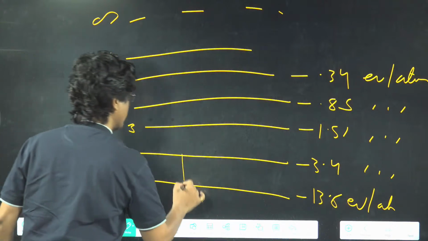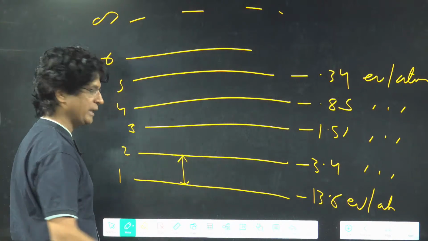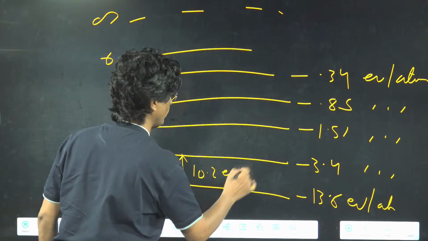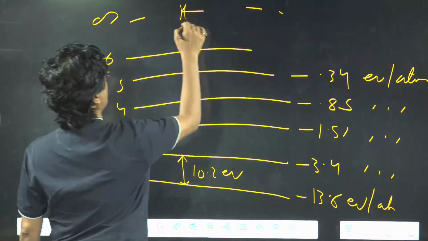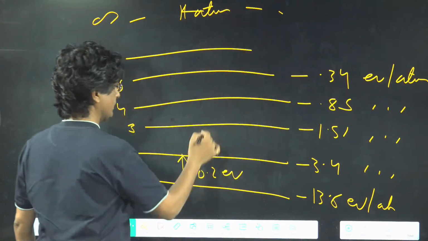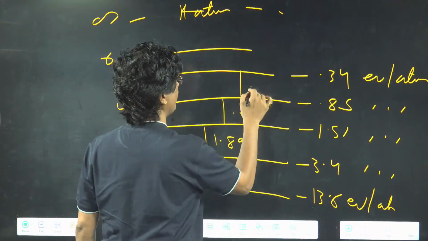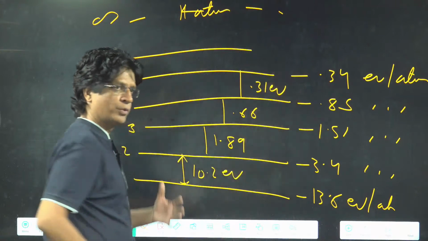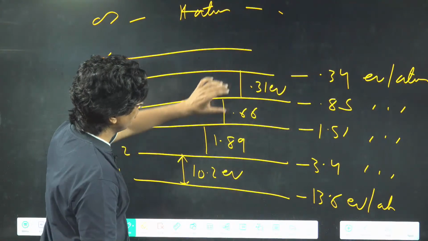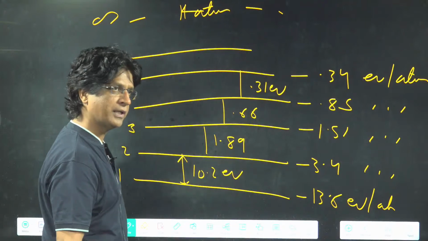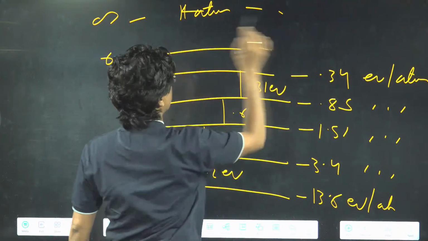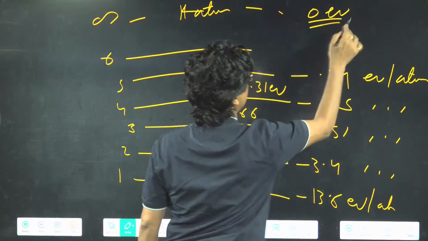Now, I told you that the difference between orbit number 2 and orbit number 1 is 10.2 electron volt in hydrogen atom specifically. This is all for hydrogen atom. This will be 1.89, this will be 0.66, and this will be 0.31 electron volt. You can see that the energy gap between two successive orbits keeps on decreasing, and energy of orbit number infinity will be 0 electron volt.